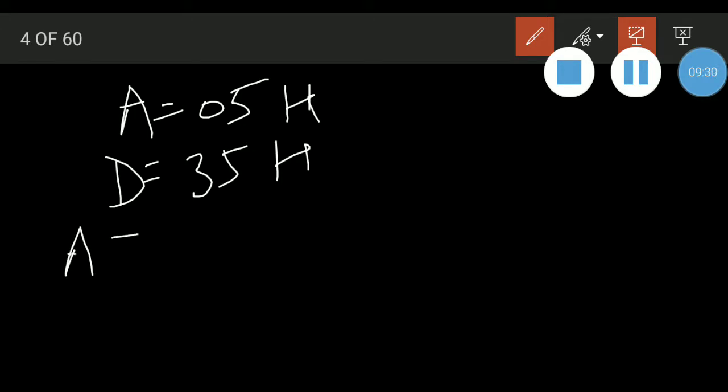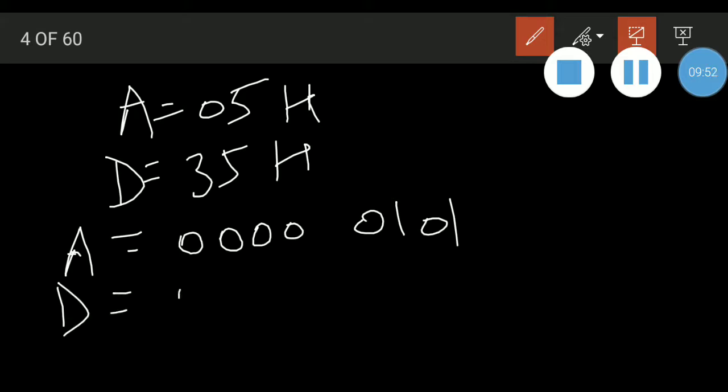So what does 05 mean? 05 means 0000. Even for 0 I have to represent it in 4 digits. Then 5, how am I going to represent 5? 0101, right? In the same way, 3 is 0011. Now 5 is 0101.